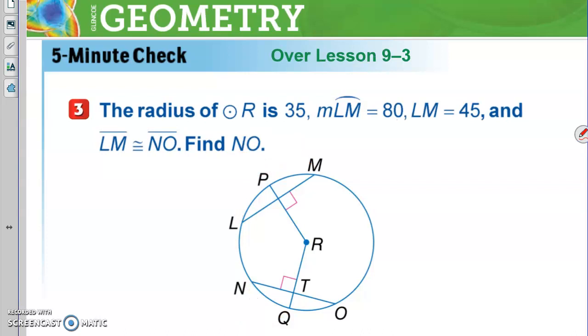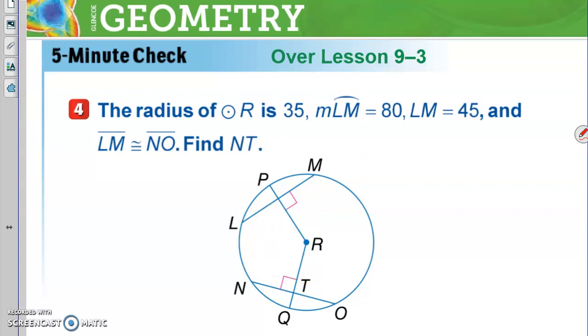Again, all the same information. This time we're looking for this measure. Well, up above, we know that the arc LM was 45, so the arc down here is 45 because all the other information is staying the same.